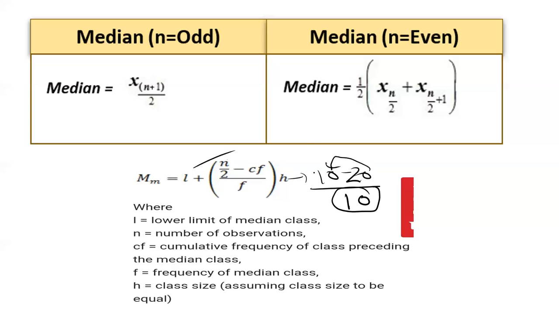Then L is the lower limit of the median class. Whatever median class is chosen, L will be the lower limit of that class. N is the number of observations. CF is the cumulative frequency of the class preceding the median class. You should remember this point: the preceding class is taken, not the succeeding class. f is the frequency of the median class and h is the class size. As I just showed, if 10 to 20 is the median class, h will be the difference between the upper limit and the lower limit. It is called the class size.